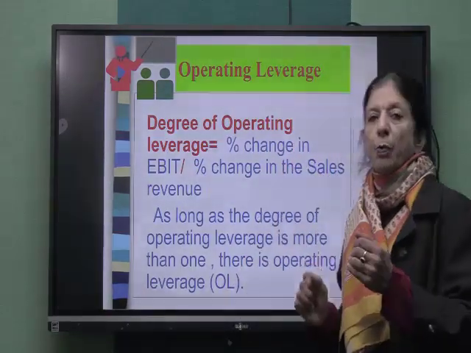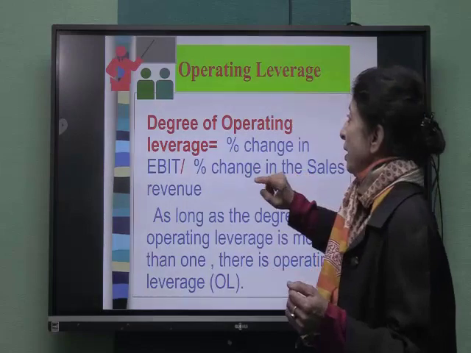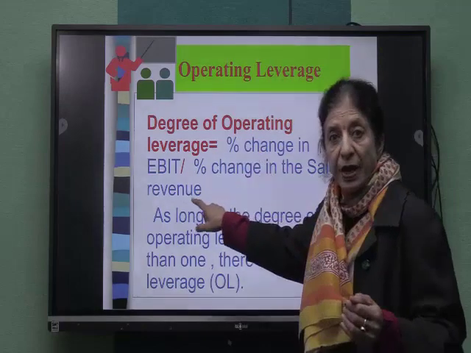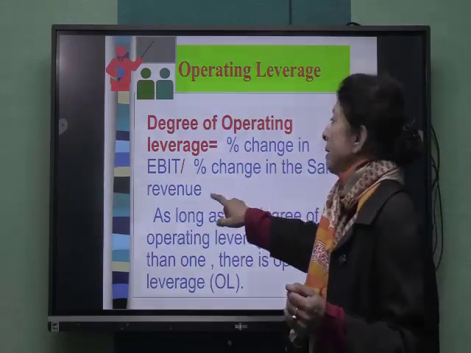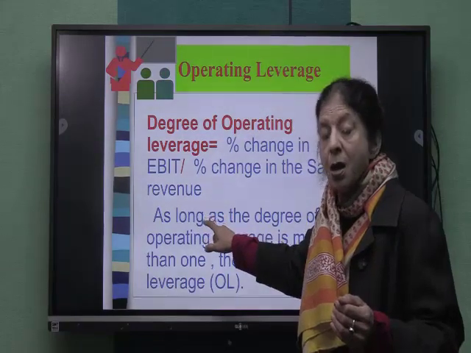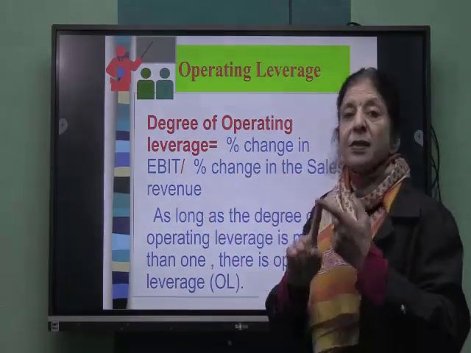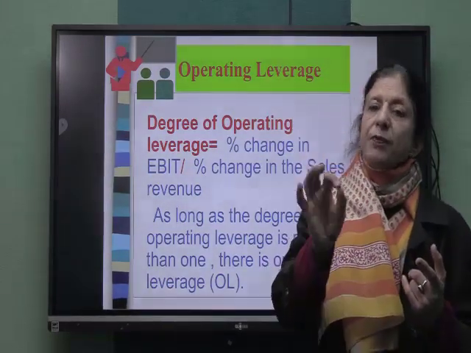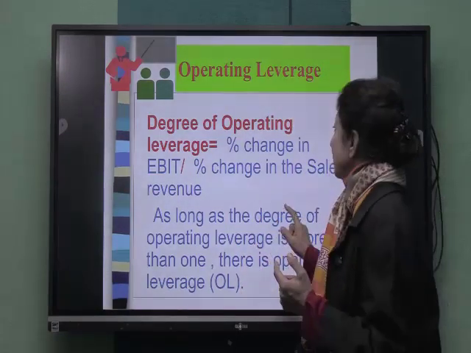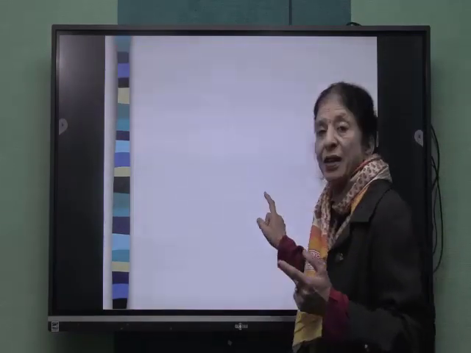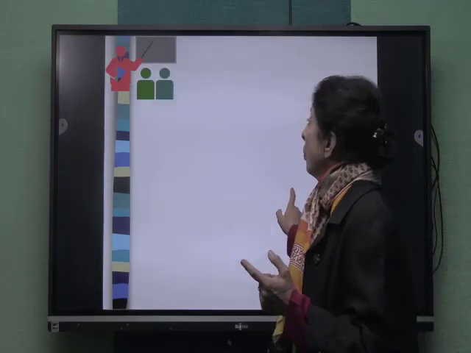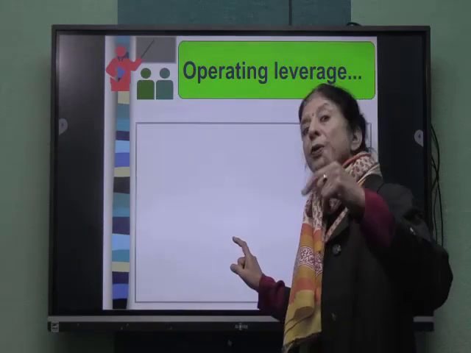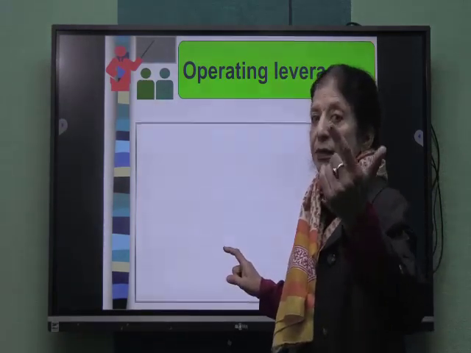Let's start with the operating leverage first. The degree of operating leverage is nothing but the percentage change in EBIT upon the percentage change in the sales revenue. Remember that as long as this relationship is more than 1, there is a presence of operating leverage or any other leverage. When the degree of operating leverage is more than 1, we have to really understand that we should take the decision to incur that cost.